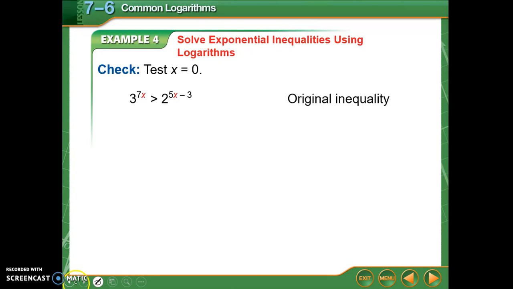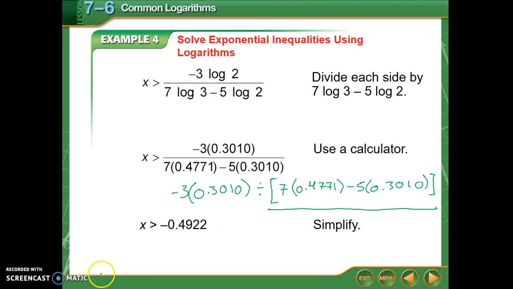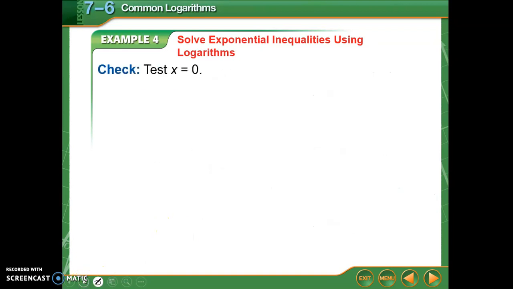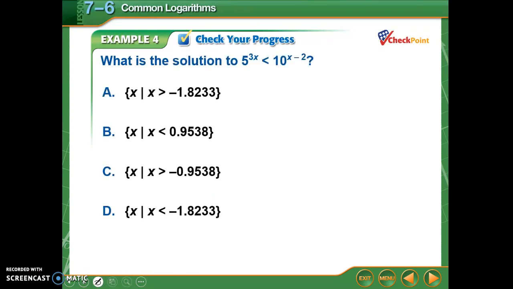All right, so if we wanted to check a point, we could check something that is greater than negative 0.4922. Here they're showing you 0 because that's an easy one to check. And it does work out to be true. 3 to the 0, which is 1, is greater than 2 to the negative 3, which is 1/8. All right, now there's one for you guys to try. In this case, you should have gotten D.